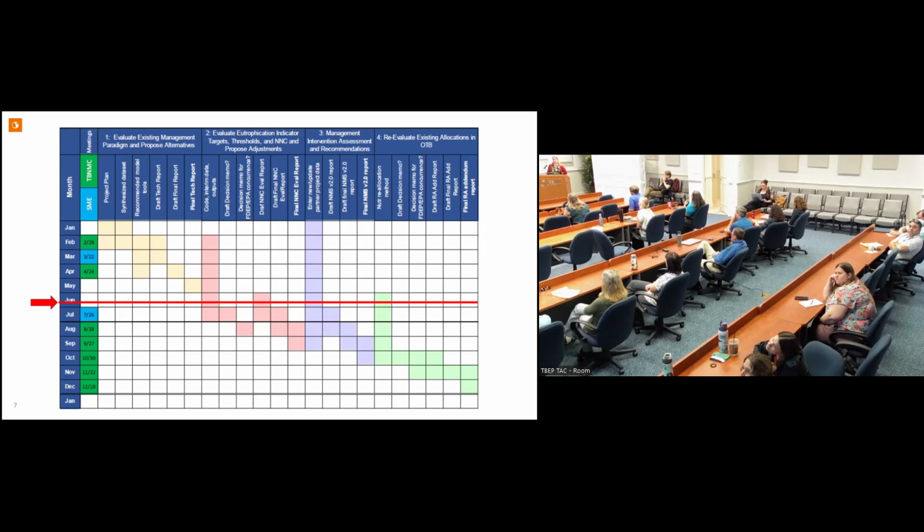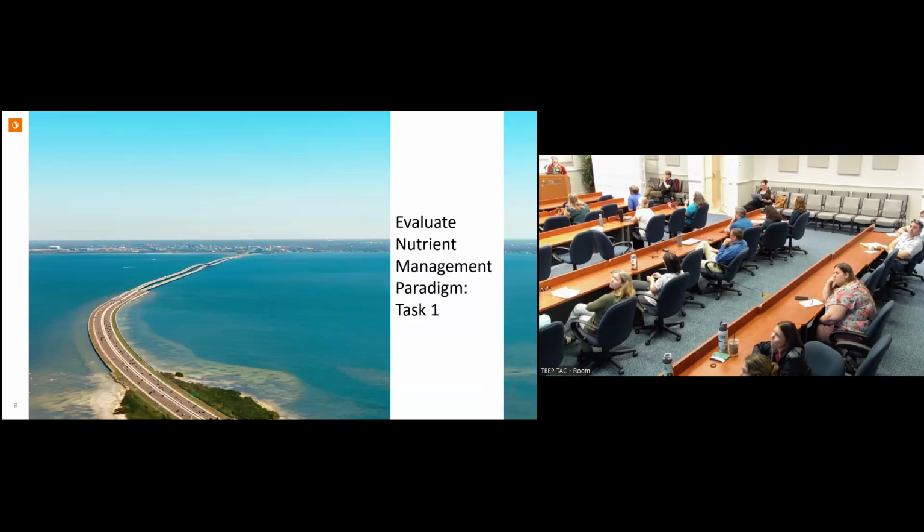We're currently in the throes of task 2, which is evaluating the eutrophication indicator targets. We have a draft deliverable, and a final document coming up at the end of quarter 3. And we're concurrently working on tasks 3 and 4. So we're looking at the targets, and then ultimately, how does that reflect on nitrogen loading, and does that need to be reevaluated?